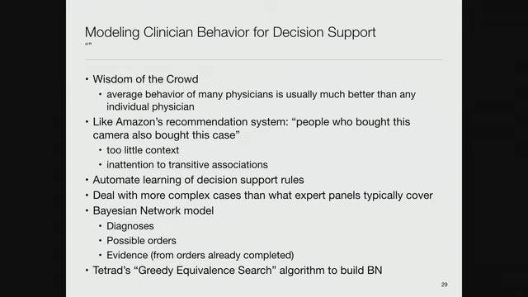So he used a Bayesian networking model that used diagnoses, possible orders, and evidence, which is the results from orders that were already completed. There's a system out of University of Pittsburgh called Tetrad that implements a nice version of something called greedy equivalence search, which is a faster way of searching through the space of Bayesian networks for an appropriate network that represents your data.